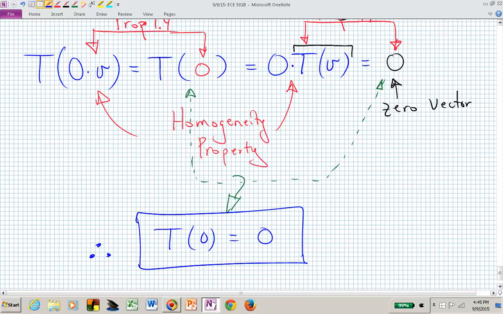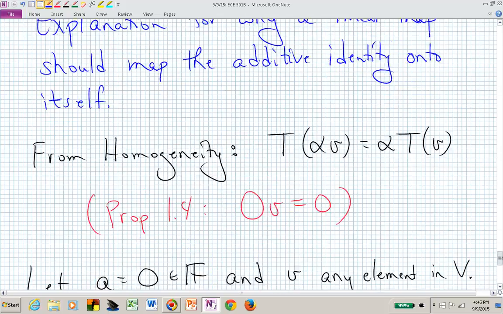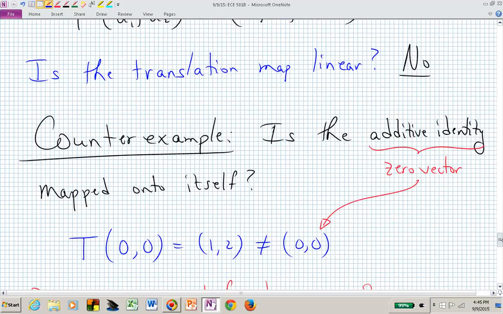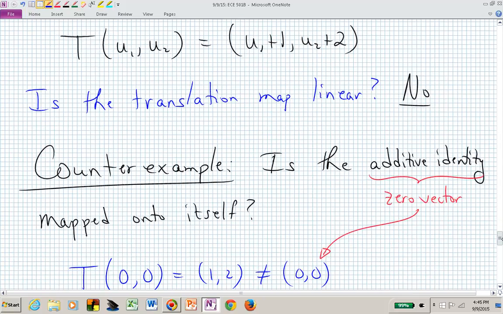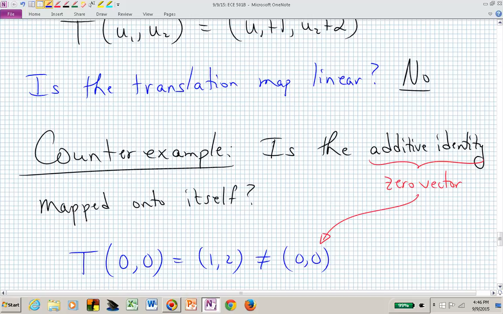And we used that fact as our counterexample here for this translation map. That was our counterexample: is the additive identity mapped back into itself? It's not, so this must not be a linear map. Is that a question in the back? I have to put my binoculars on.